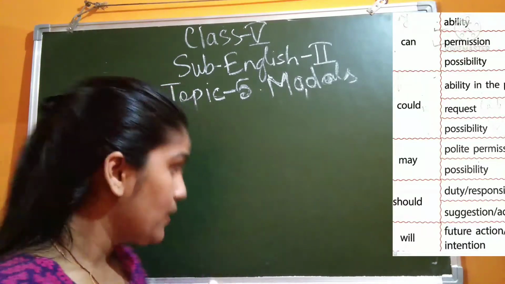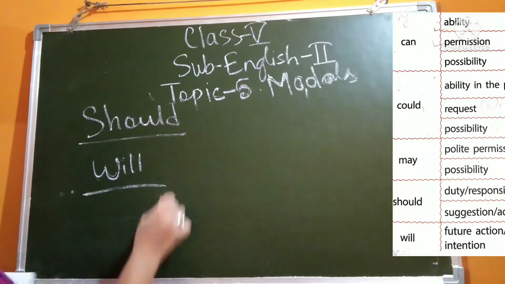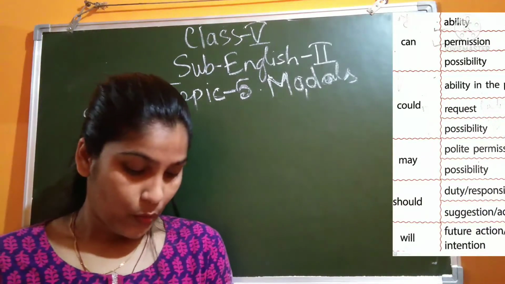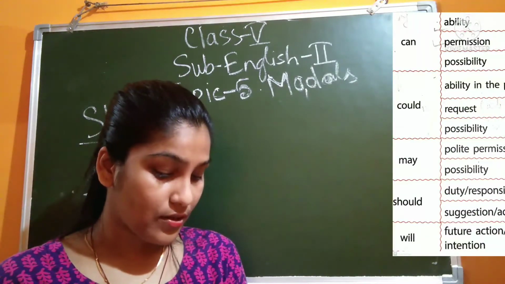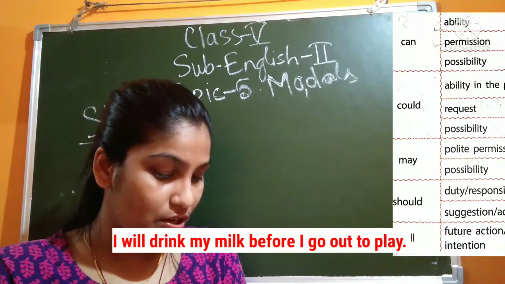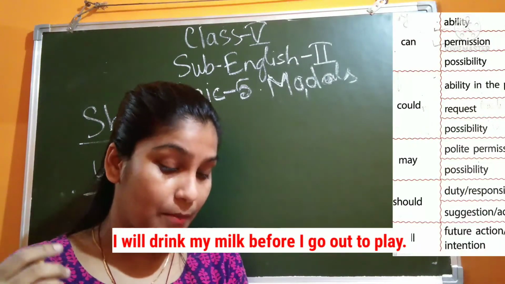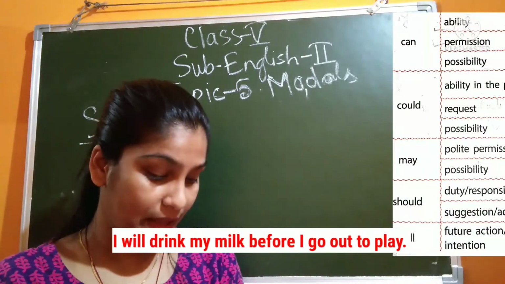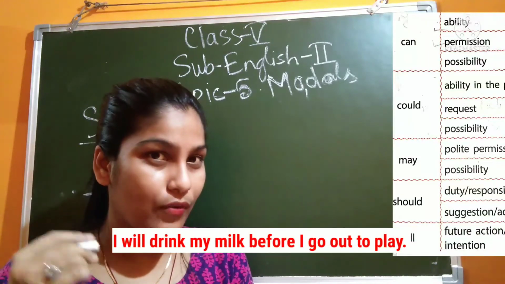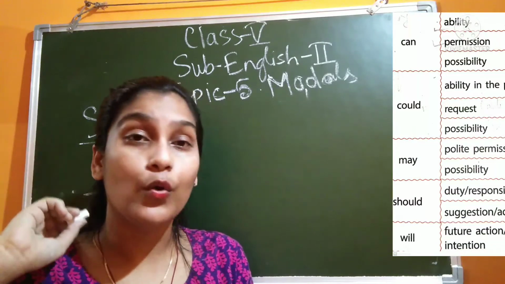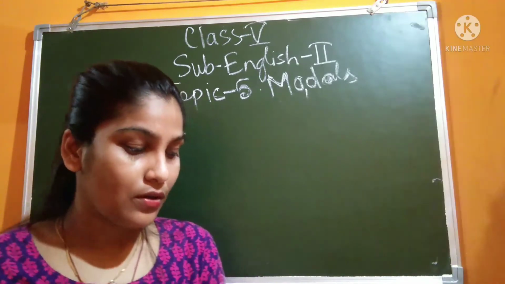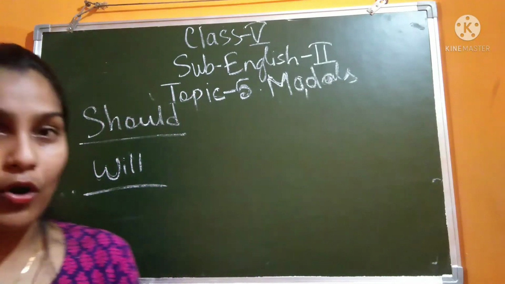Okay. So next is will. So where we use will. Will is used to express future action or intention. Like what will be the future action? I will drink my milk before I go out to play. So that is my intention, or we can say future action, that I will drink milk before I go out. Okay. So these are the different modal verbs.